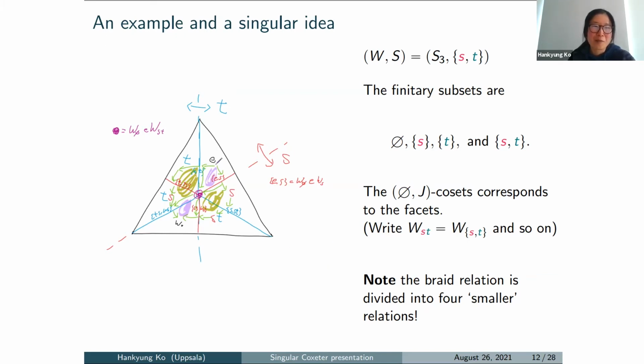So instead of this big relation that comes from the regular Coxeter group, we have more relations, but they are smaller, and it's maybe not so clear here, but they come from a similar set of relations by putting it in the correct places.